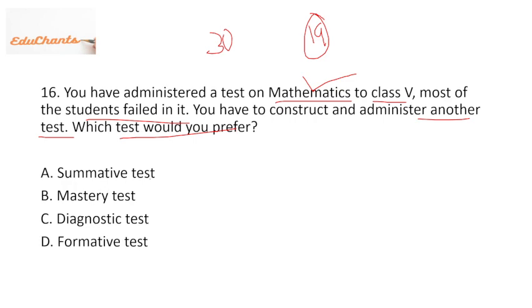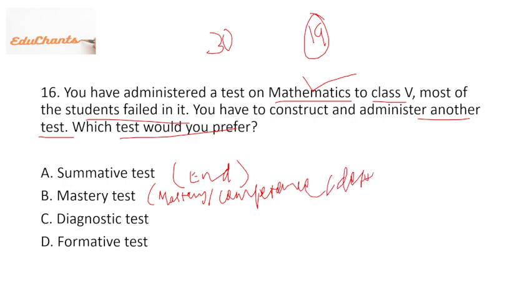Summative test. Now let us understand what a summative test is. It is done at the end of a course, end of a program. A mastery test to test the mastery, competency, or depth of knowledge, right? Then formative, it is always oriented towards feedback and suggestion. It is a continuous process. But diagnostic means to find out the problem.